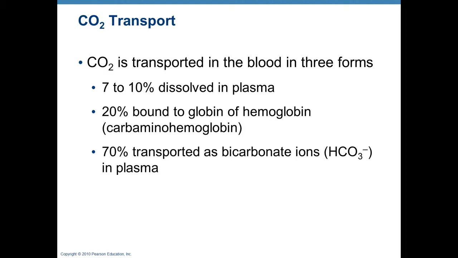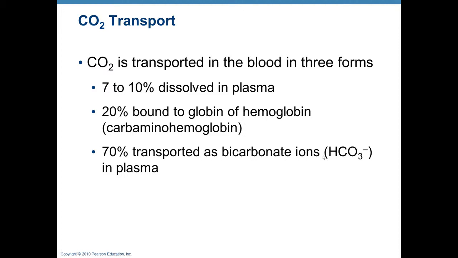Okay, what about carbon dioxide? How is that transported around in the bloodstream? Most of it does not wind up getting attached to hemoglobin. Some of it does, and when hemoglobin is attached to carbon dioxide, it's actually called carbaminohemoglobin. CO2 dissolves fairly well in your blood plasma, so about 7 to 10% of CO2 gas molecules just dissolve in your blood fluids. But about 70% actually get transported within bicarbonate ions.